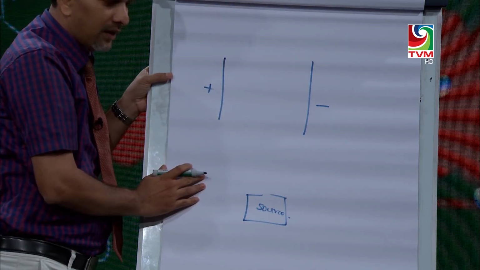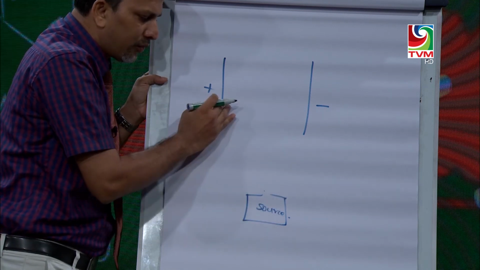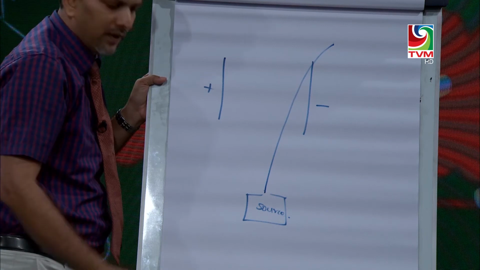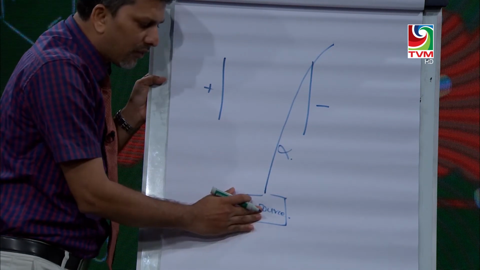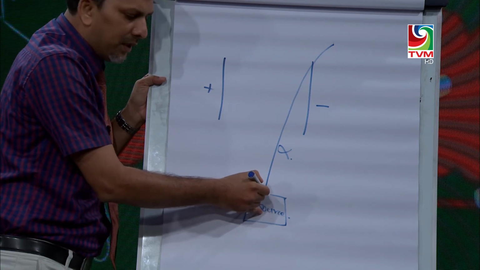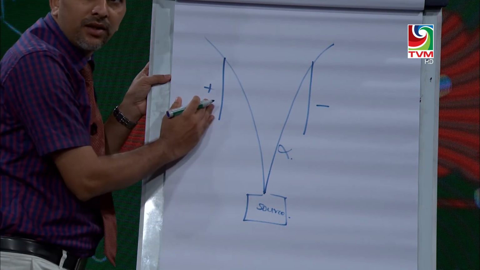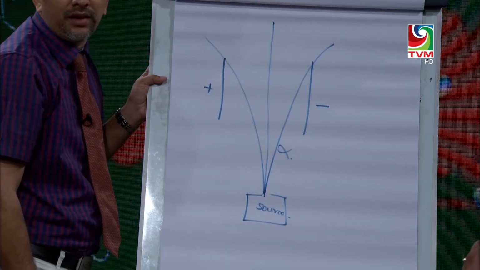We can check. Alpha is a positively charged particle, so positive and positive will repel, and it will go to the negative side. And if it is a beta source, beta radiation will go to the positively charged plate. And the gamma rays will go in a straight line.